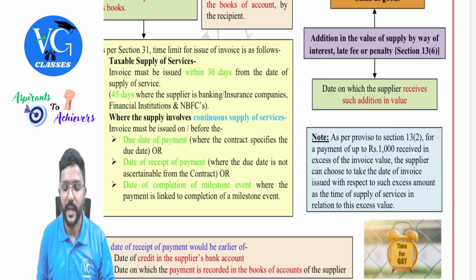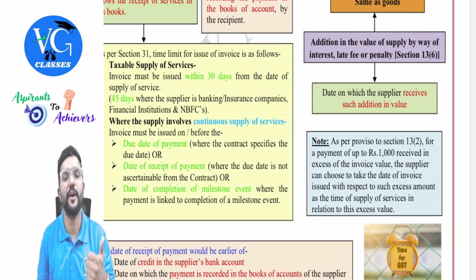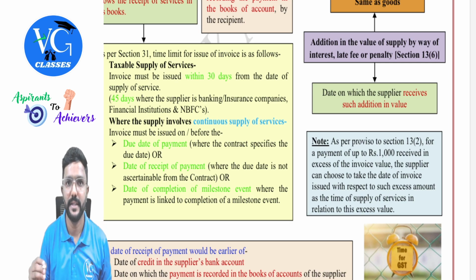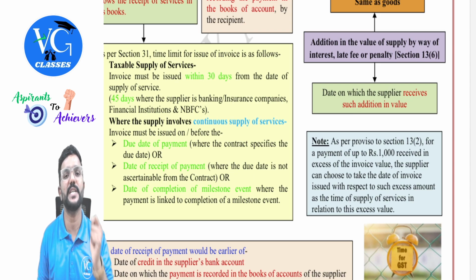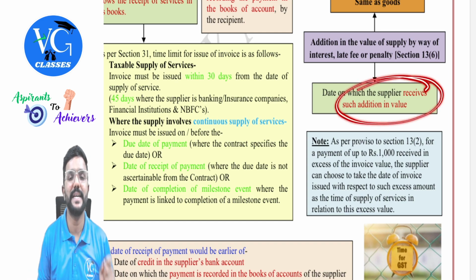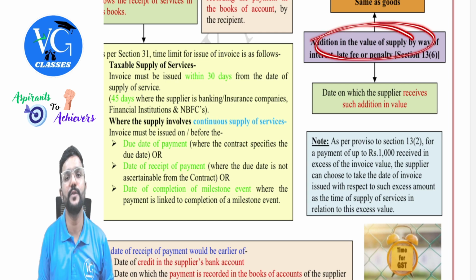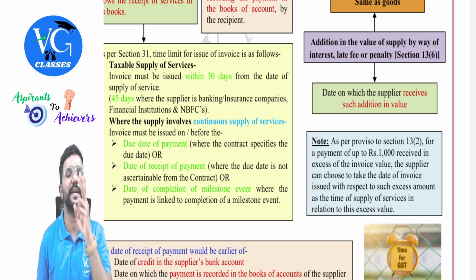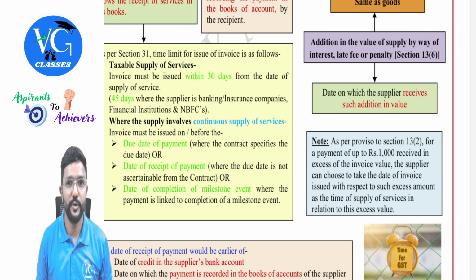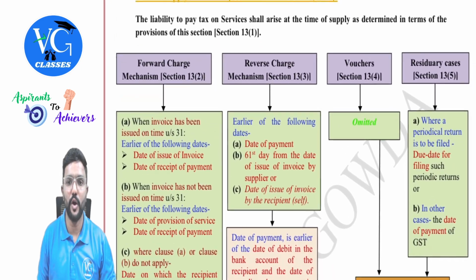Then if the supplier is receiving any addition in the amount or value of supply by way of interest, late fee or penalty, should it be added to the value of supply? Of course, as per section 15 subsection 2 clause D. For that, what is the time of supply? The time of supply will be the date on which it is received. And as I already told you, if an addition in the value is there, even in that case there can be two different times of supply, two different dates. Got it? Fine, people. So this is all about the time of supply provisions.